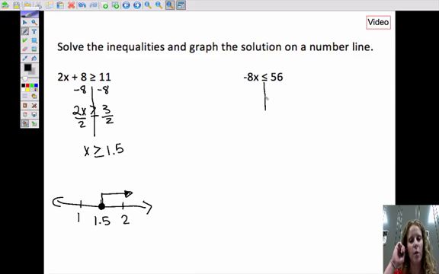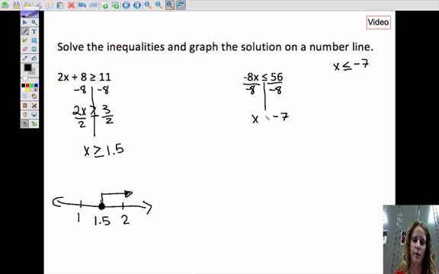All right, over here we have negative 8x is less than or equal to 56. What's interesting about inequalities is when we divide or multiply by a negative, the inequality flips. So we're going to have x and negative 7 here. But if we keep the same inequality, so let's say x is less than or equal to negative 7. Well, what is something that's less than or equal to negative 7? Negative 8. So if x is negative 8, then negative 8 times negative 8 is positive 64, which doesn't work, which is not less than or equal to 56.